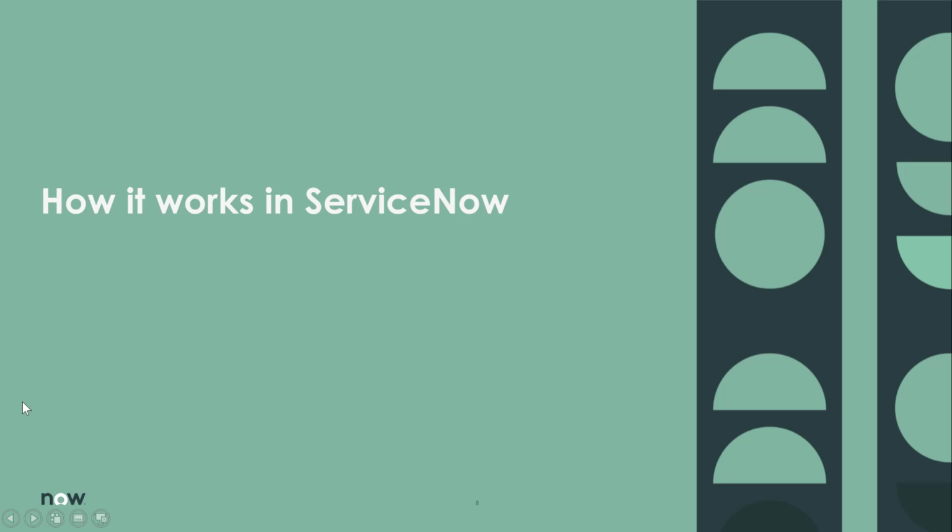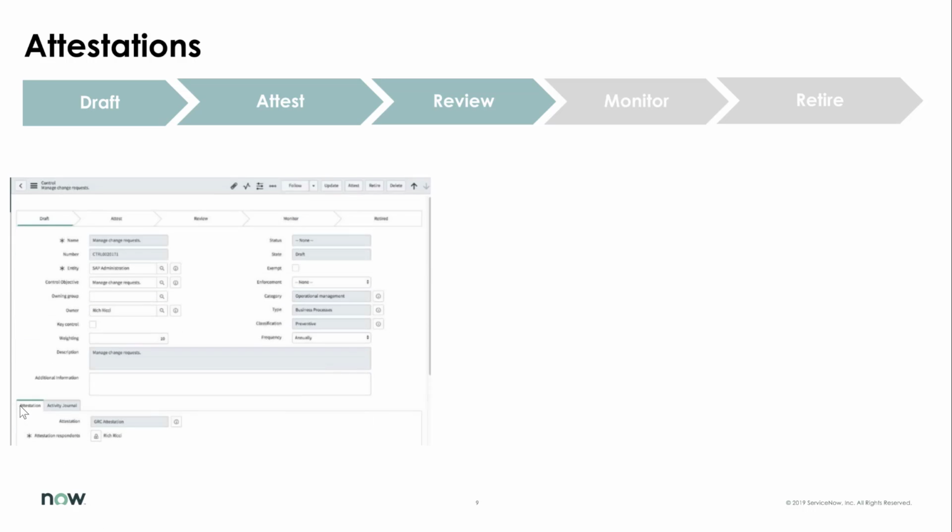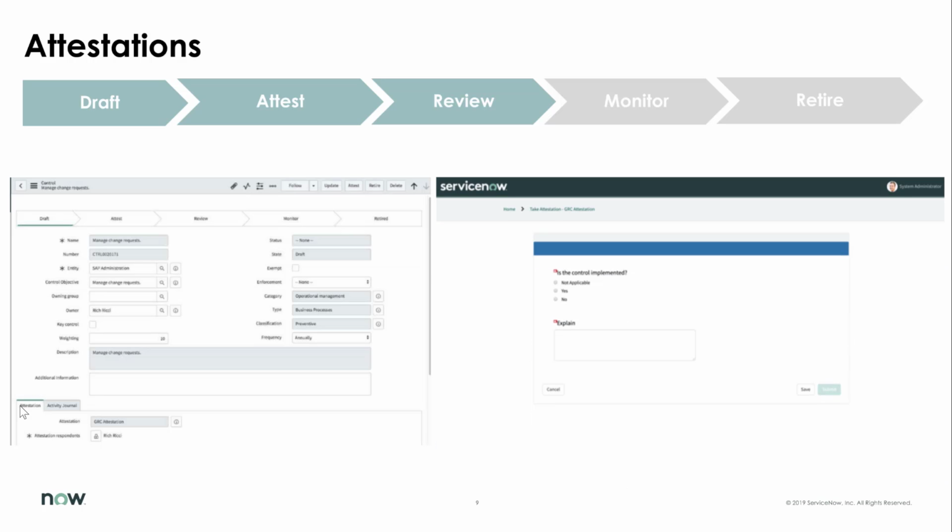We start off with states, which is something that is very common in ServiceNow, and the chevrons up at the top show you the states that a control goes through. When a control is in the draft state, the next thing that we're going to do with it is attest. We click the attest button, and that will create an attestation record. And that attestation record asks very few questions. It says, have you implemented the control?